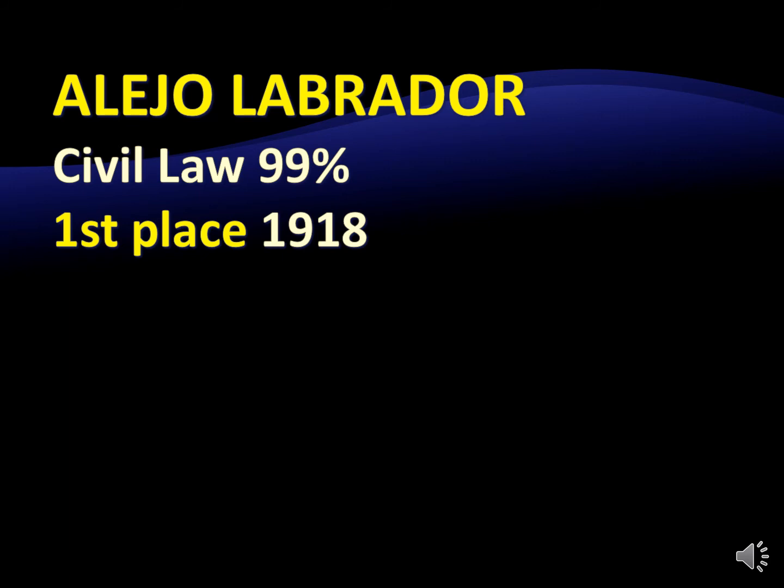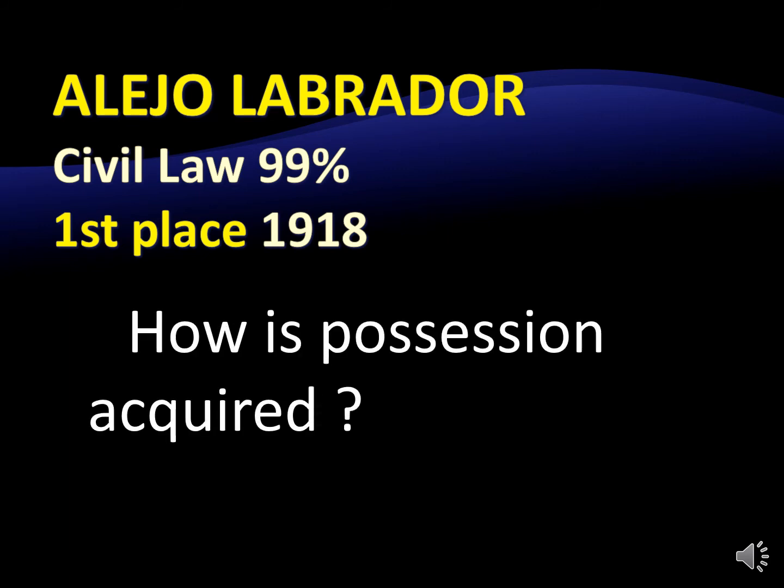For example, how is possession acquired? Okay, let's have a look at this. I do remember when I was still teaching civil law review in the 90s, and I asked this particular question, I got a lot of different answers. Most of the answers I got were: possession is transferred by means of traditio brevi manu, traditio longa manu, traditio constitutum possessorium, etc., etc.